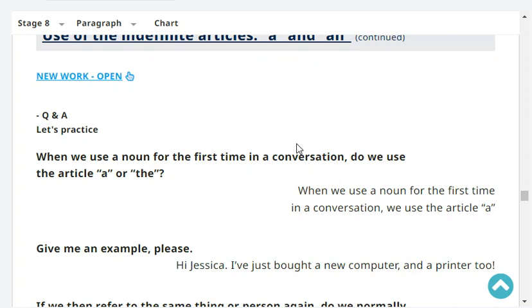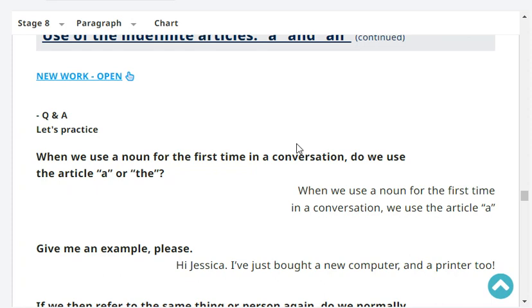When we use a noun for the first time in a conversation, do we use the article a or the? When we use a noun for the first time in a conversation, we use the article a. Very good.